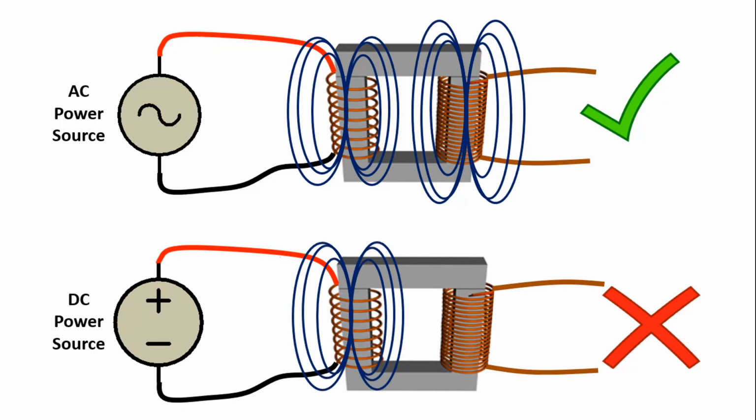A DC voltage cannot be stepped up or down. Because when DC is applied to the input windings of the transformer, a magnetic field is formed again. However, this magnetic field is a constant field. Since the direction and intensity of this field will not change, there is no voltage induction in the output windings.